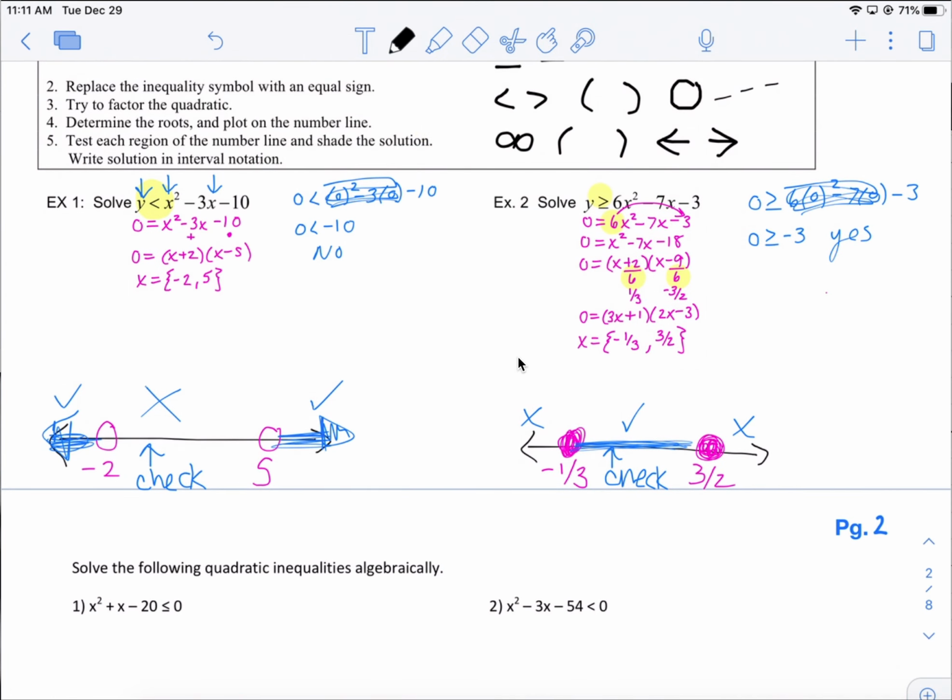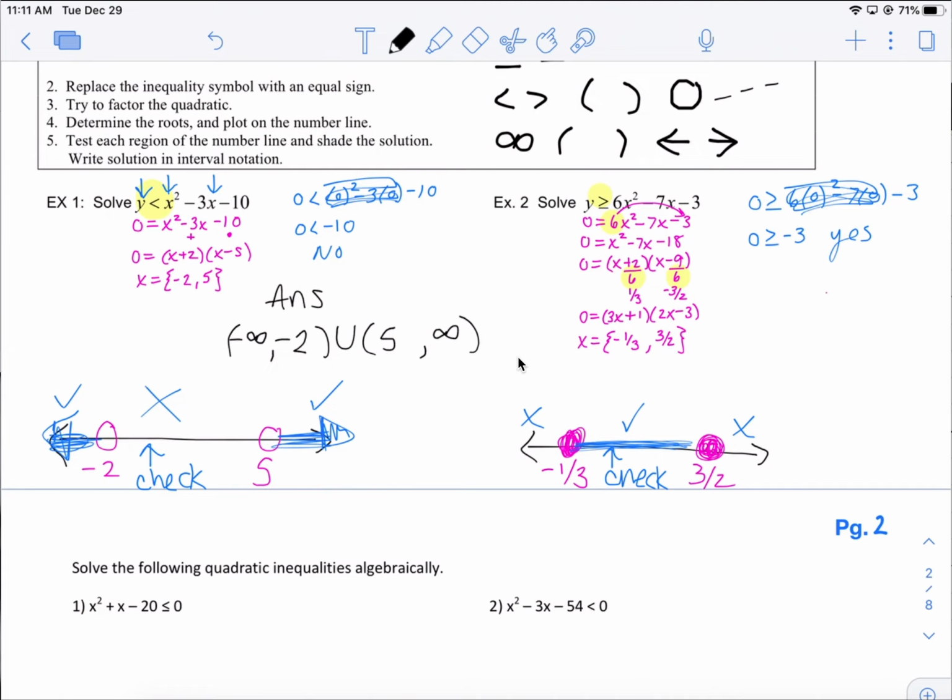Here's what the answer looks like. We are going to write our intervals based on how many shading pieces we have. So on the first problem, I'm going to have 2 intervals. I put that union in the middle. The outsides are my -infinity and my +infinity. The insides, because they were open circles, that's why I'm using the parentheses. My left side stops on -2 and starts back on 5.